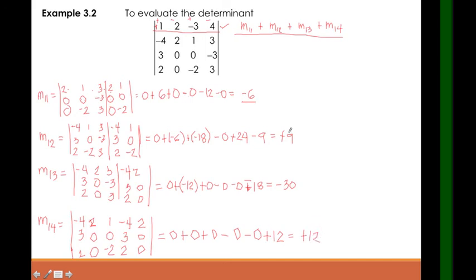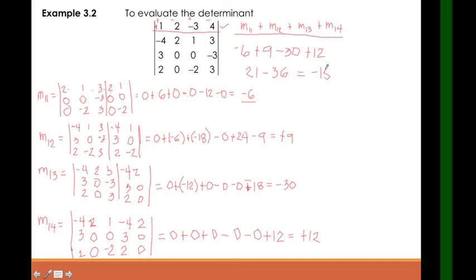So we're done. We can now add all these 4. So for m sub 11, we have negative 6. Okay. Plus positive 9. Plus negative 30 or minus 30. Plus 12. Alright. So 9 plus 12 is 21, I think. Then negative 36. So the answer is negative 15. Tama? Negative 15.